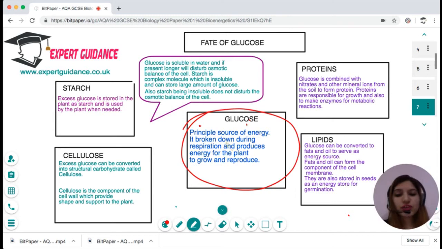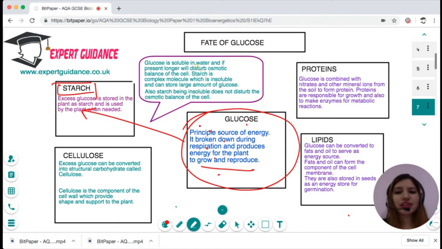So this glucose is broken down during respiration and gives energy to the plant to carry out its daily activities, grow and reproduce. The excess glucose is stored as starch, and starch is used up as a reserve food whenever it is needed by the plant. Now they'll ask you why we store the excess glucose as starch.